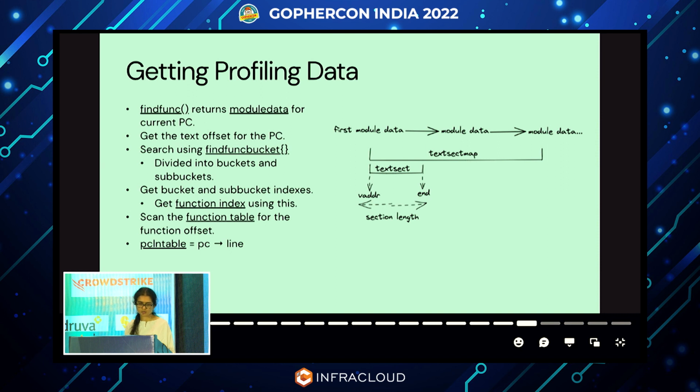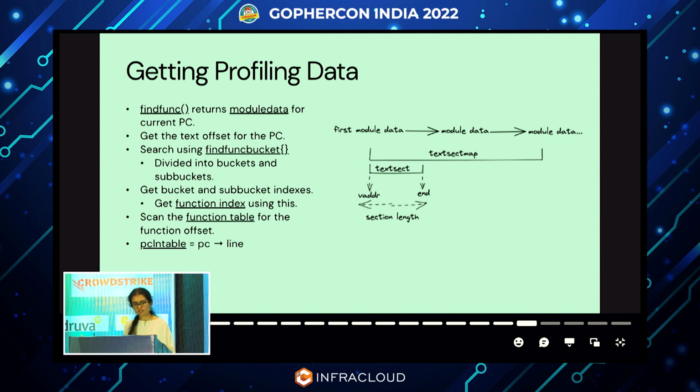And now what's module data? So the first module data is usually the module containing the runtime. And then on, all the other modules are organized as a linked list, and they are in the order that they are loaded by the linker. So now we touch upon the linker. And it has a field, one among many, textsectmap, which is a slice of text sects, each with a base address and a section address that can be calculated.